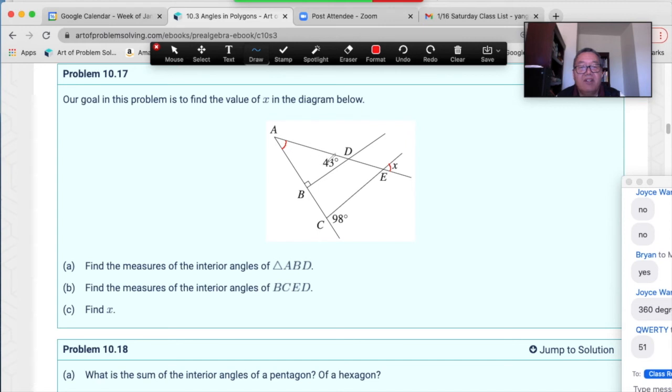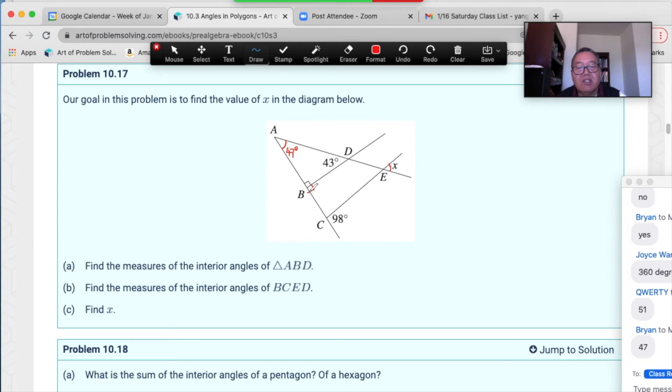This one is very easy because this is a right angle. The sum of these two acute angles should equal 90 degrees. So this one should equal 47 degrees, right? This is 90, this is 43. So part B: find the measure of interior angles of BCED.